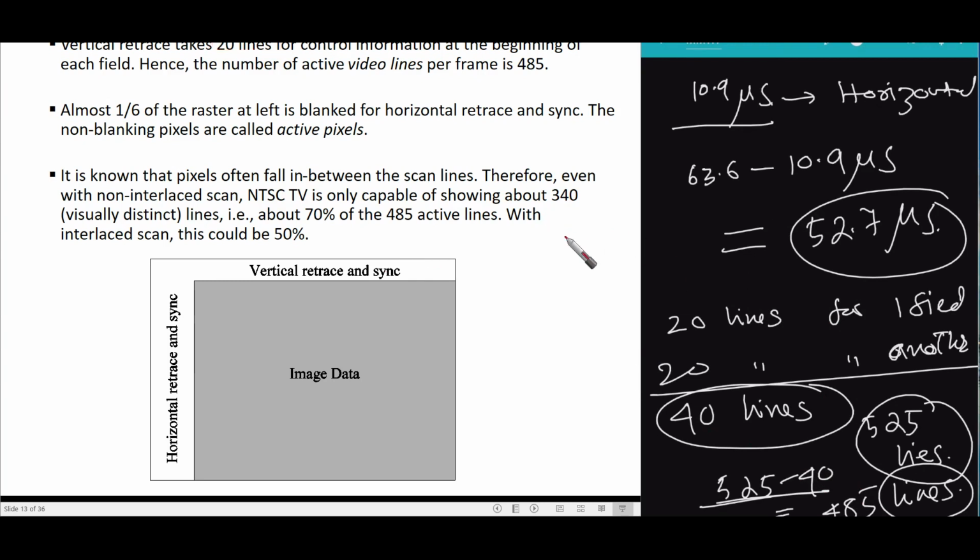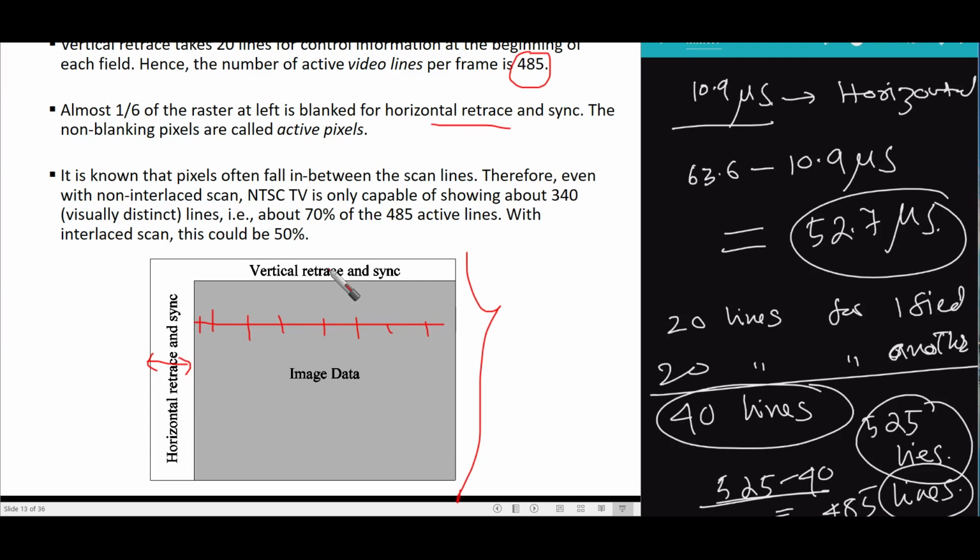And how about this area? What is this area? You see, this is for horizontal retrace and sync, right? We understand how many lines we can scan. We can scan 485 lines, but how many pixels we have in one line, we don't know. Actually, it depends on the video format. You might have 300 pixels or 240 pixels or 1000 pixels, right? It depends on what kind of video format you have.